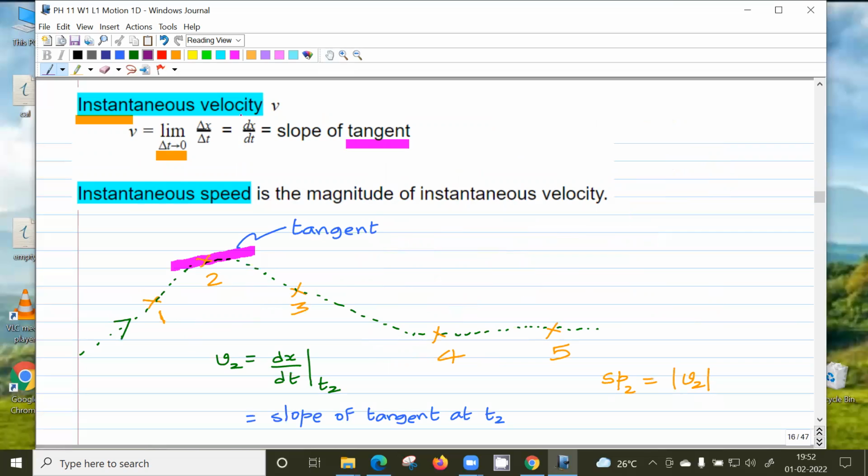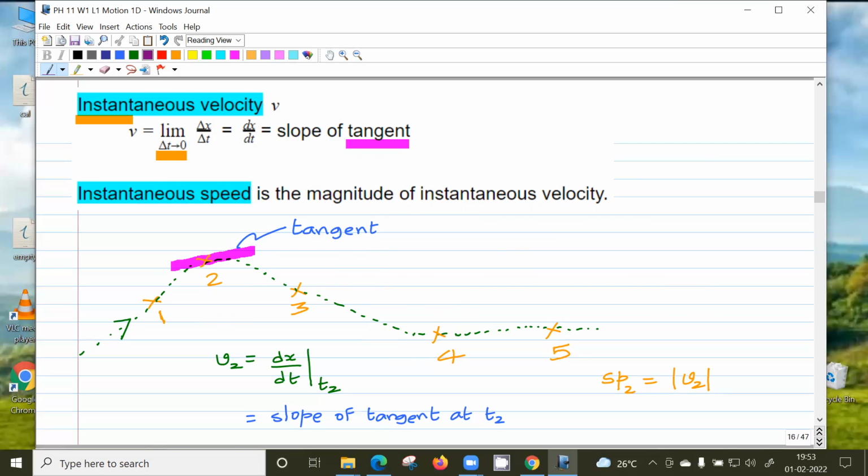If you want to get instantaneous velocity, you just have to make this time interval very, very small. When the time interval becomes almost zero, it is called dt, and the corresponding displacement interval becomes dx. And dx by dt, the geometric interpretation is the slope of a tangent. You must be knowing this by now. If you have a curve y versus x, then dy by dx is the slope of the curve in the yx plane. Similarly, if you have a curve in the xt plane, then dx by dt will become the slope of the curve in the xt plane.